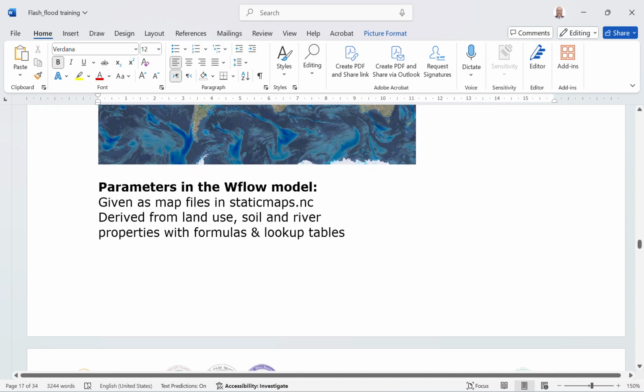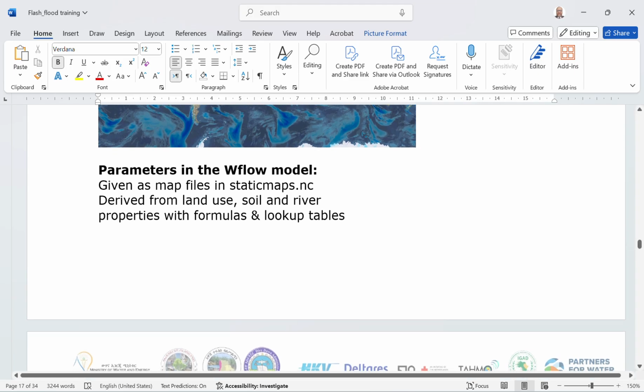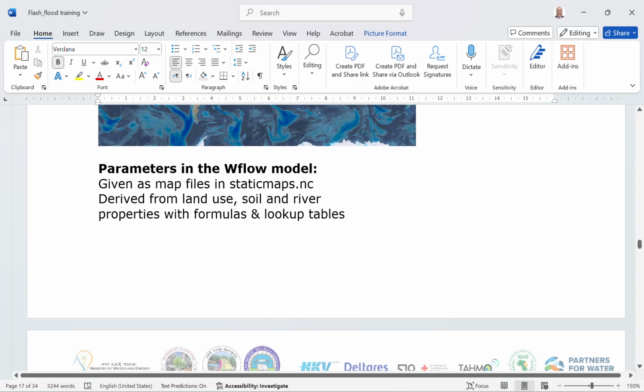We have parameters in the Wflow model, and they are given in a map file. This is the static map file. We managed to use Panoply to open this static map and to plot these different static maps, and to see the units, to see the variation of these different maps. We also derived maps from land use, soil, and rivers.